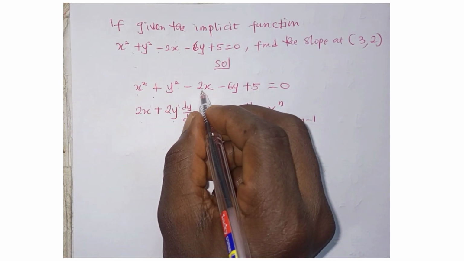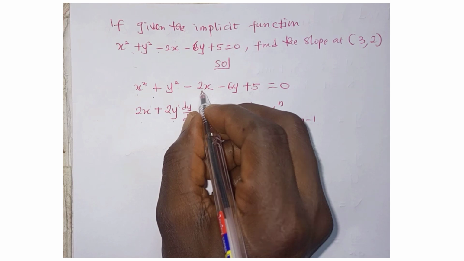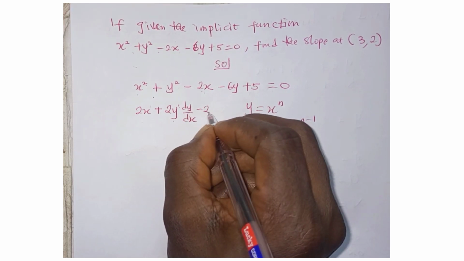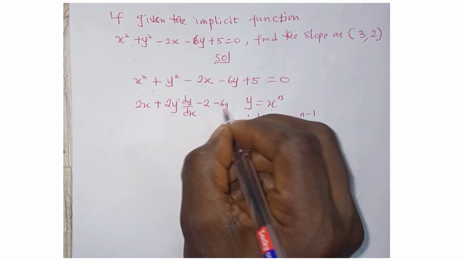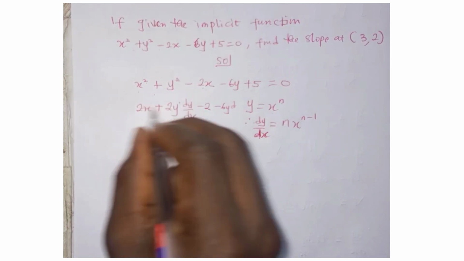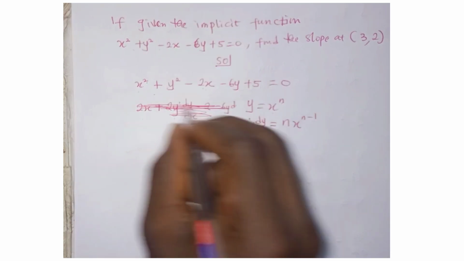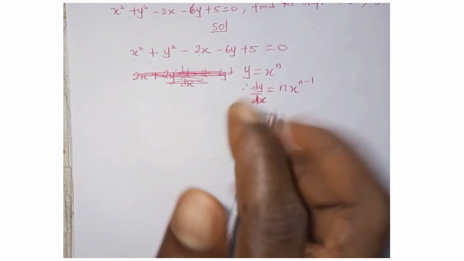Now if I differentiate minus 2x, it will give minus 2. If I differentiate minus 6y, it will give me minus 6y. Oh, that has overlapped together. Let me resolve it here.